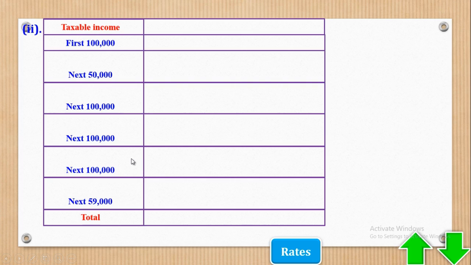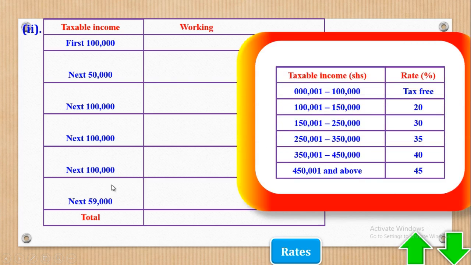So that has been the column for taxable income. The next is to show the working. So for the working, we shall use these percentages. For example, for the first 100, it is tax free, so it will be 0 there. Next is 20%, so it will be 20 over 100 times 50.